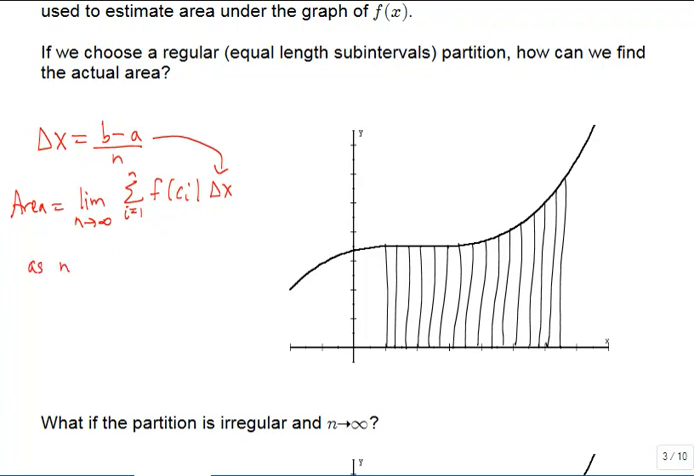And as n goes to infinity, notice that these widths, these delta x's, since we're dividing by n, b minus a is a constant, so we're going to get a constant over something getting larger and larger, which makes this go to 0. So by choosing a regular partition and letting n go to infinity, that forces these rectangles to have skinnier and skinnier widths, so those delta x's go to 0. Okay, so that's what turns it into that actual area, when you let that limit n go to infinity, which forces your delta x to go to 0.